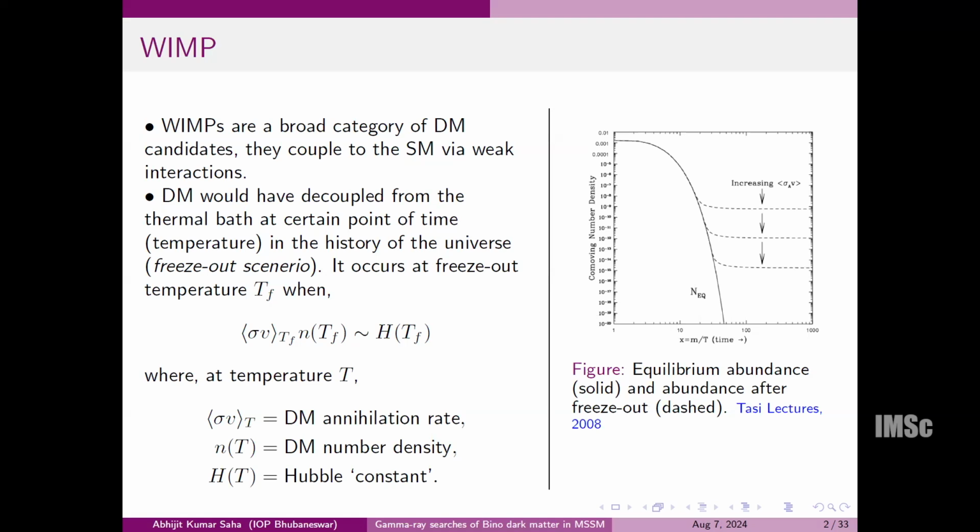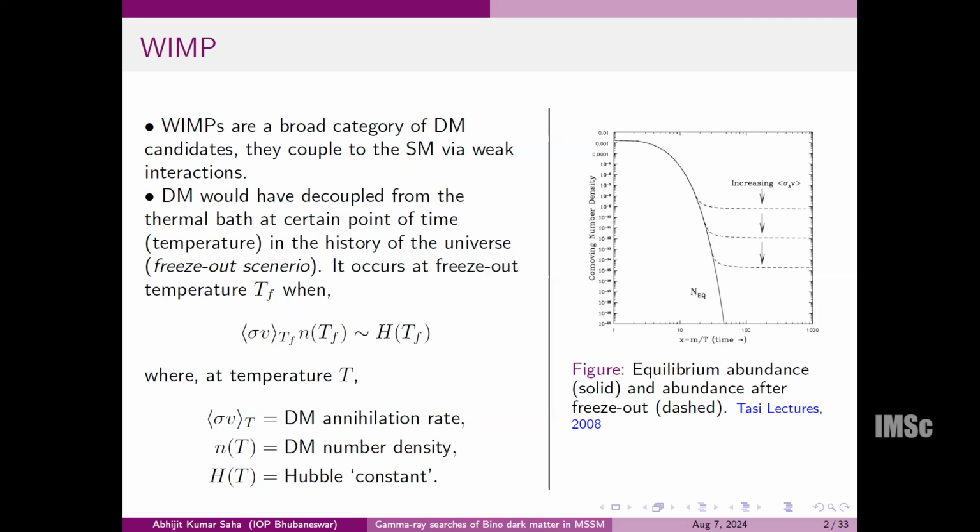Along the y-axis, I have plotted the comoving number density of the dark matter. Along the x-axis is the redefined temperature, which is the ratio of dark matter mass to temperature. Initially, the dark matter was in thermal equilibrium. It follows the equilibrium distribution. Later, it decouples from the thermal bath and freezes out. At the moment when the dark matter number density becomes almost constant, we calculate the relic abundance of the dark matter. You can see three different curves. This is for increasing sigma v. If you increase sigma v, the dark matter decouples from the standard model bath at a later time.